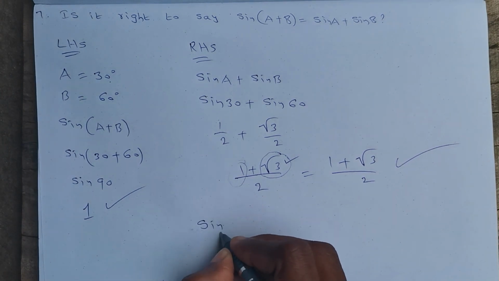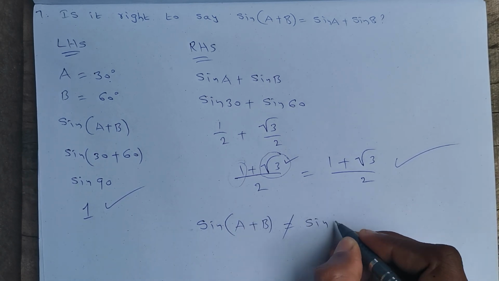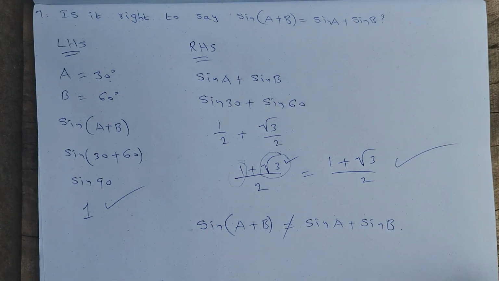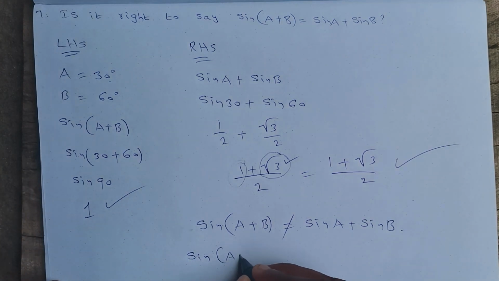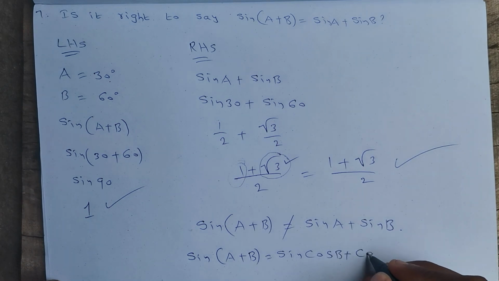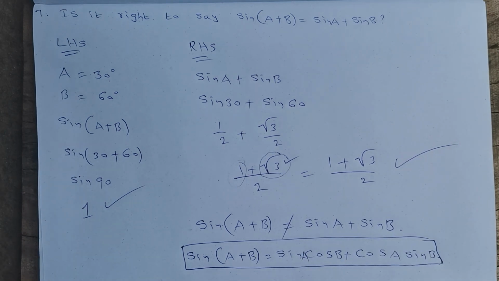So we can conclude sine of A plus B is not equals to sine A plus sine B, because in the previous problem we observed the formula of sine of A plus B. The correct formula is sine A cos B plus cos A sine B. This is the correct formula for sine of A plus B. Sine of A plus B is equals to sine A cos B plus cos A sine B.